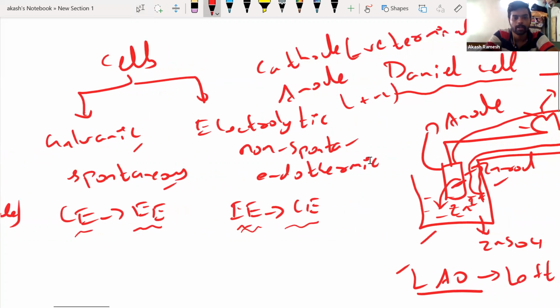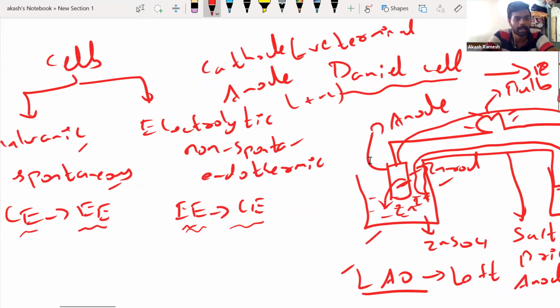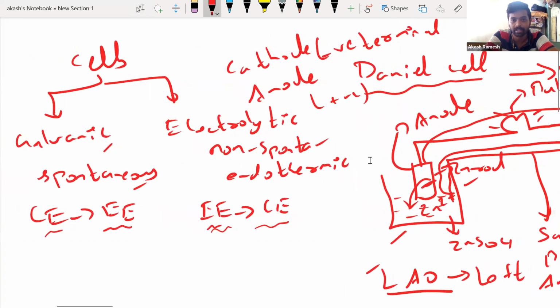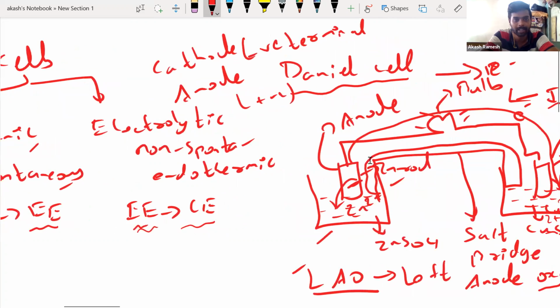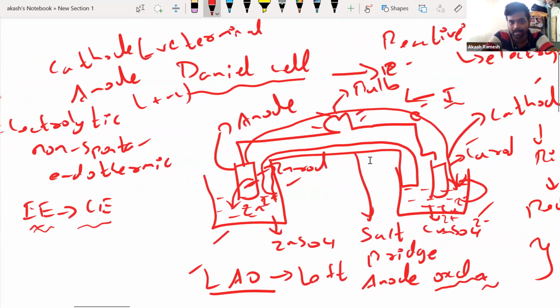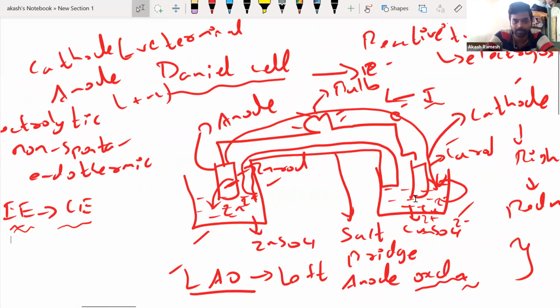Okay, and then we went on to see the specific example of a galvanic cell, which was the Daniel cell, right? And this is the construction, right? You will have zinc sulfate solution, and you will have a zinc rod inserted into this, and then you will have copper sulfate solution, and again you will have a copper rod inserted into it.